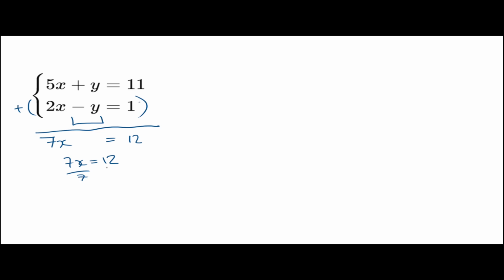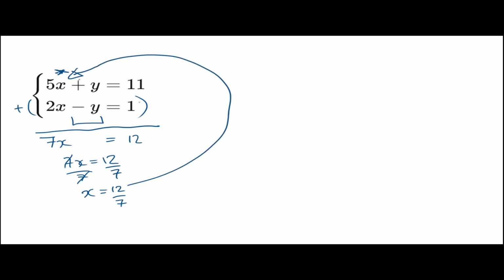I'm going to divide both sides by 7. They're going to cancel. And our x is going to be 12 over 7. I'm going to leave it as an improper fraction for now. So x is 12 over 7. Let's do the top one here. Can sub that one in wherever we have an x. Put that there. So 5 times 12 over 7 plus y equals 11.